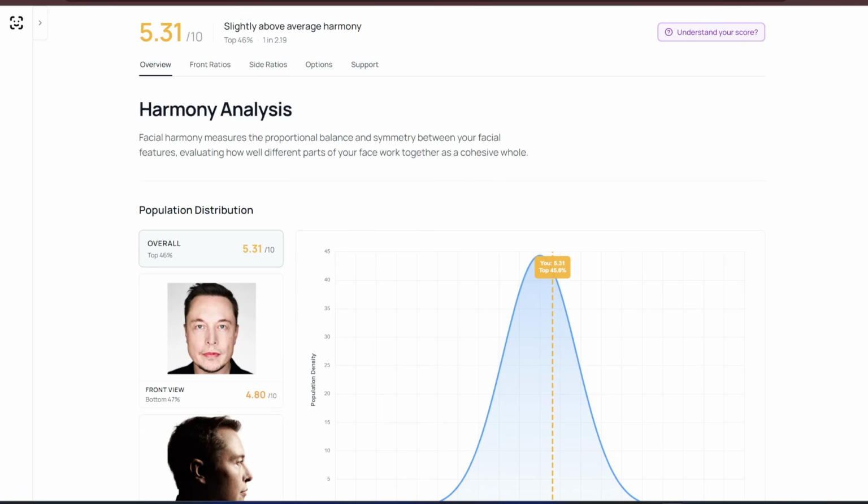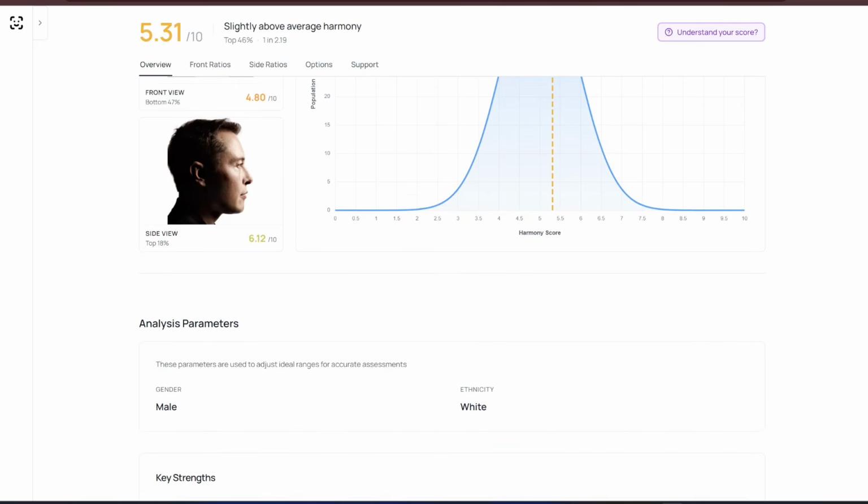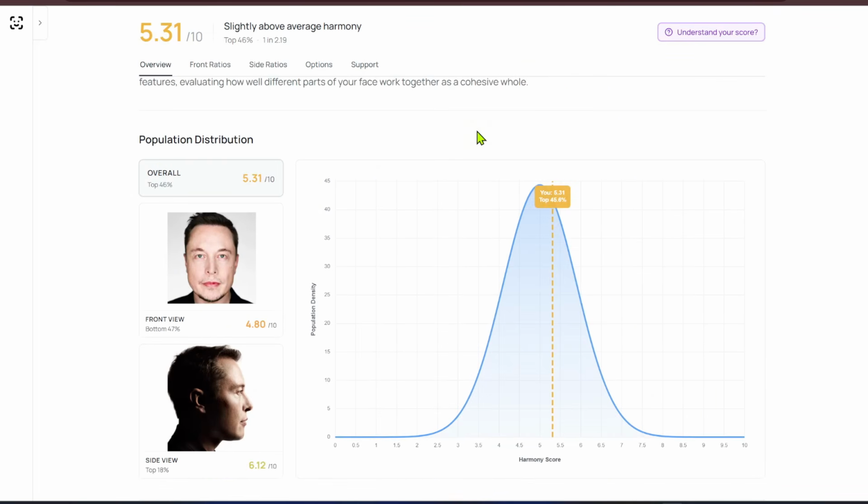So Elon Musk scores about a 5.31 out of 10. I would say it would be a little bit lower depending on if you're using his prime or if you're using his current age. I would give Elon Musk a solid 4.9 out of 10 facially, including his dimorphism and other things that weren't mentioned in this harmony analysis.